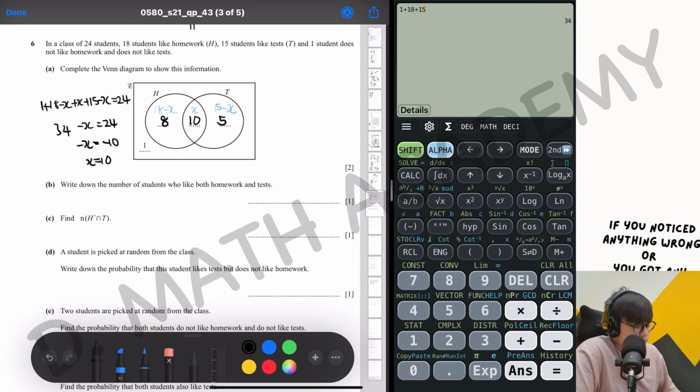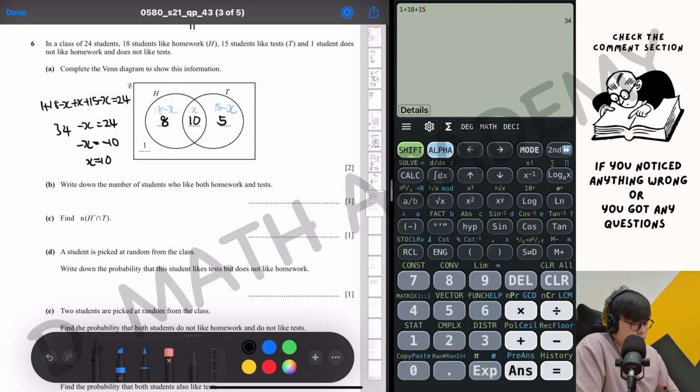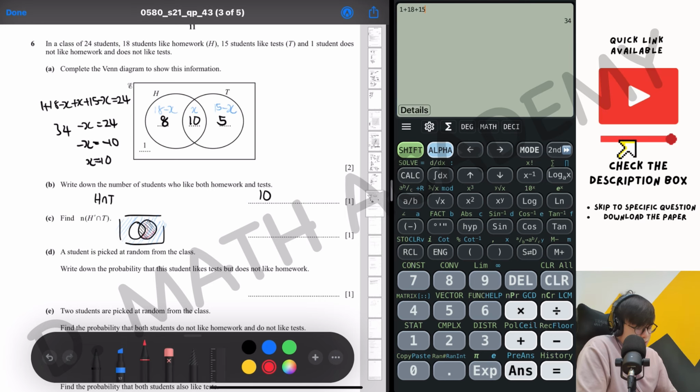Write down the number of students who like both, which is your h intersect t. That will be our answer, 10 here. Okay, the other one will be everything other than h, intersected with t. So they're actually referring to this part. Everything other than h is actually this, and then intersect with t. So the overlapping part will be this thing only at the center. So that's how you write your result as 5.